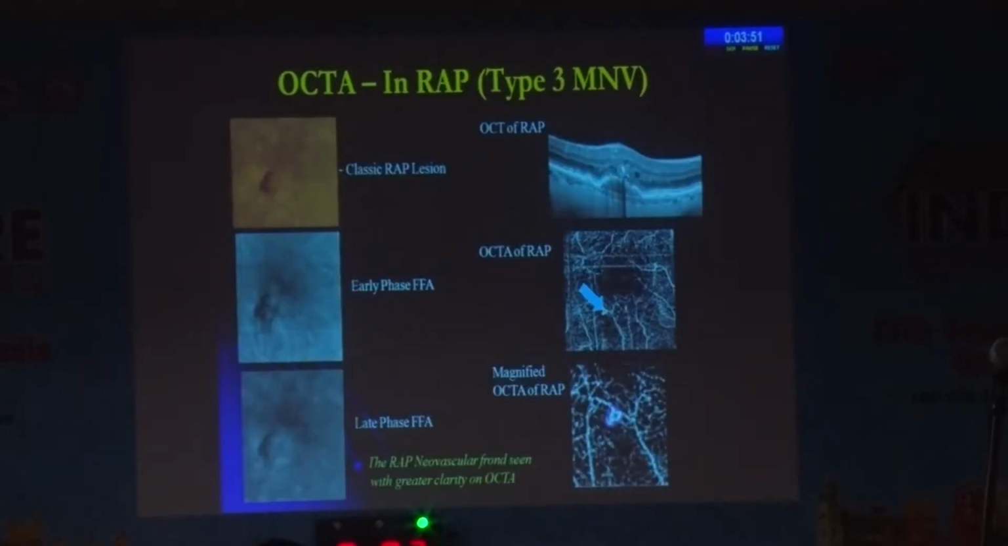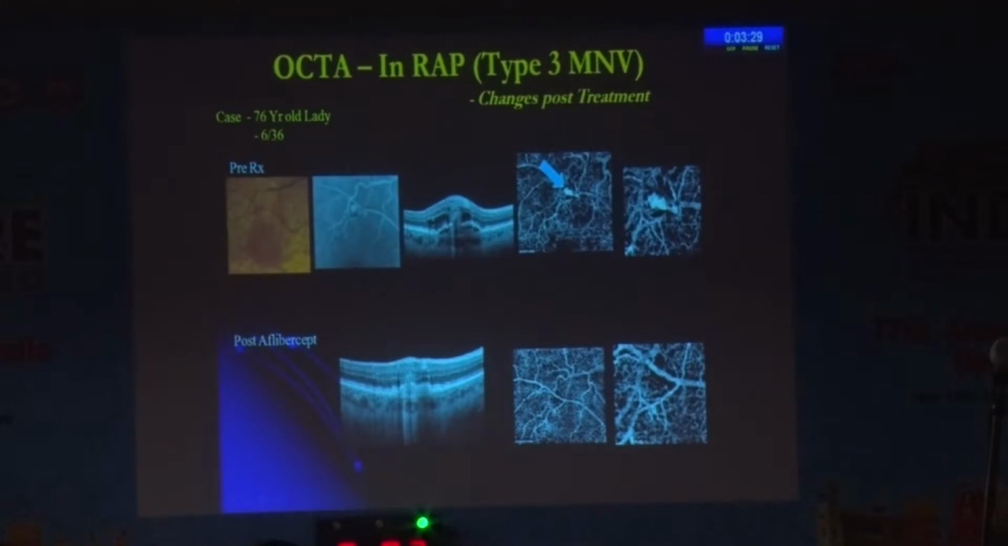OCTA finds a lot of utility in RAP, or the type 3 macular neovascularization, the classic RAP location with early phase and late phase fluorescein angiography, the classic structural OCT with the PED, and the stage 3 RAP showing up, and you see the OCTA of the RAP as a focal lesion right here and in magnification out here.